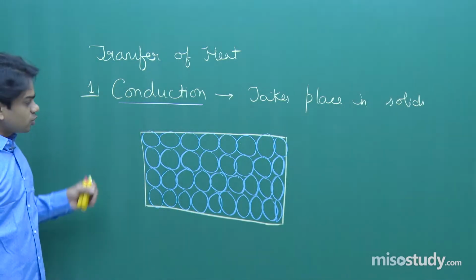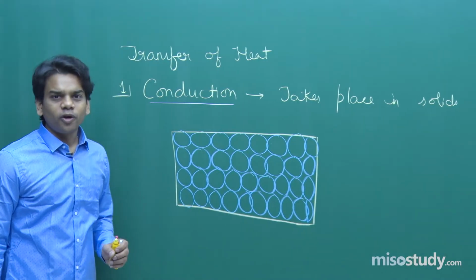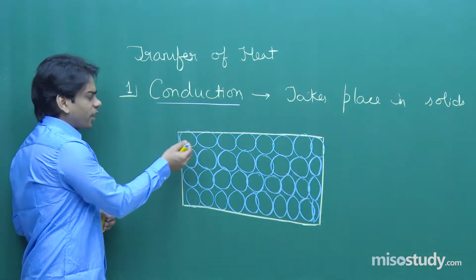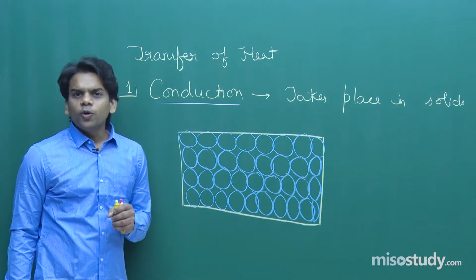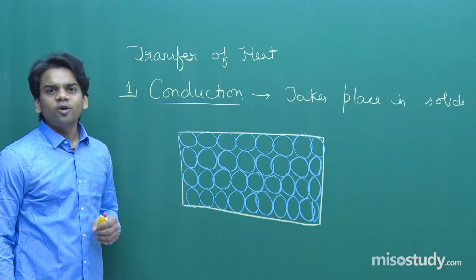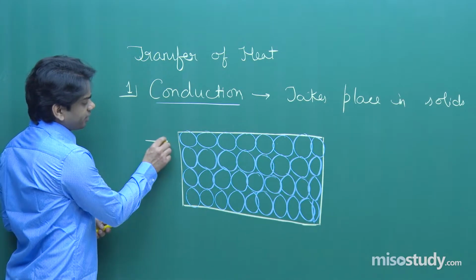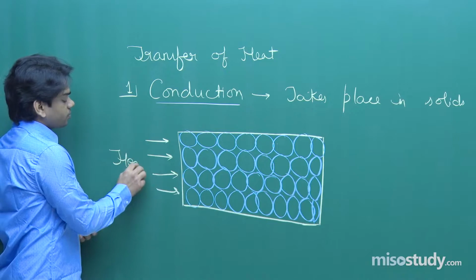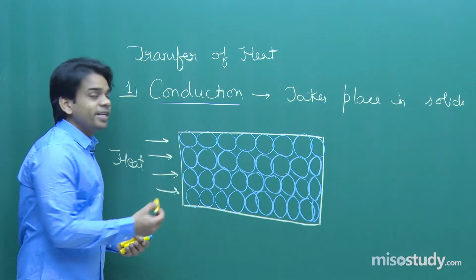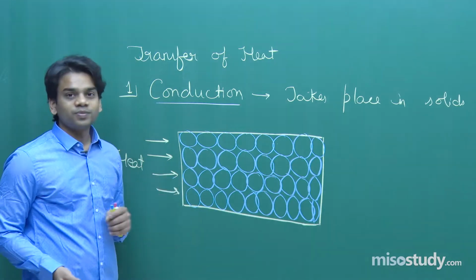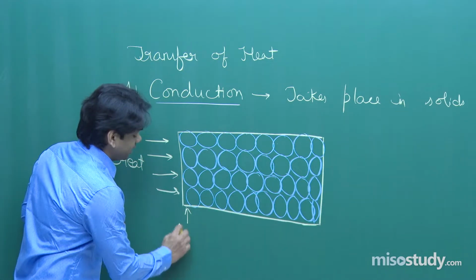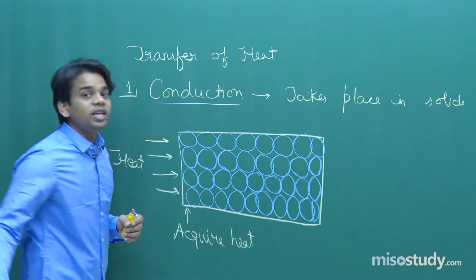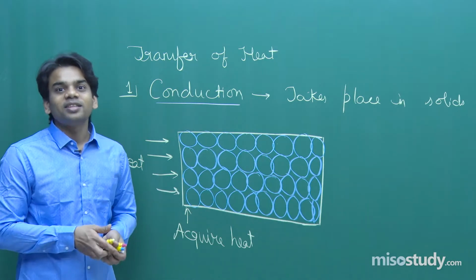Now see, this will be the current position of all the molecules. They will be fixed at their positions, but they have got slight space so that they can vibrate at their position. Now suppose I start heating from one end of the solid object, providing heat energy from one end. Then what will happen? This end will acquire heat energy from the source and its vibration will increase. That is, its rate of vibrating will increase.